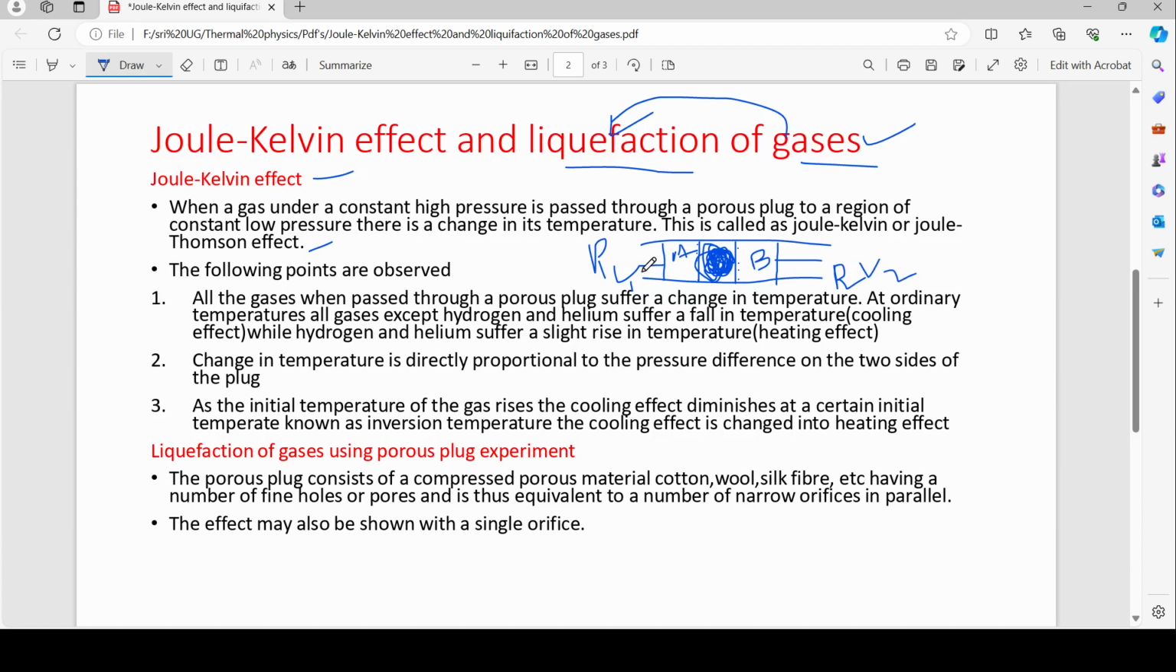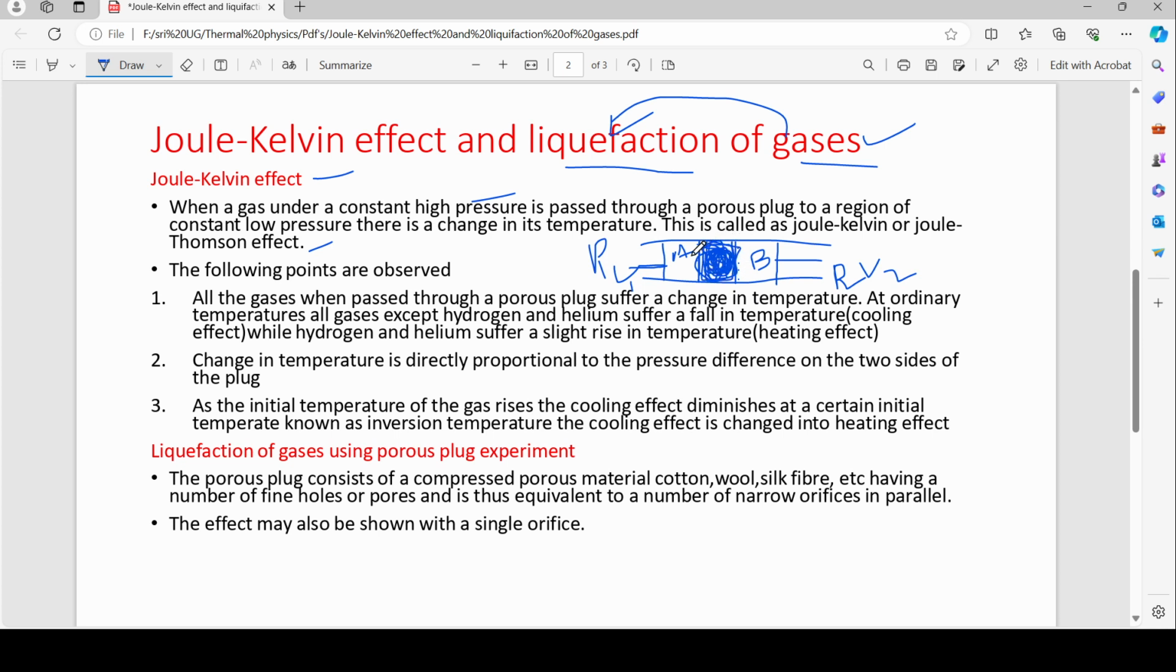Suppose we press this piston, then what happens? The piston does work on the gas, and the gas comes under high compression. So this region is a high pressure region. Then this high pressure gas can pass through the porous material. The whole of this region is called the porous plug.